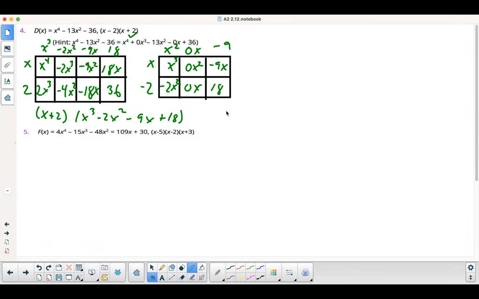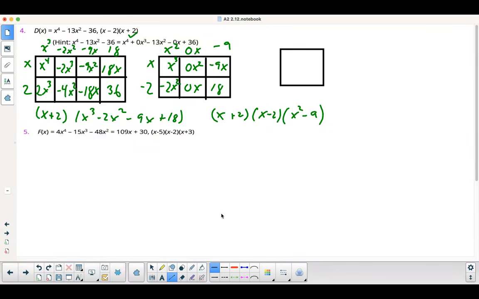So now I have x plus 2 times x minus 2 times x squared minus 9. So I got to get that into a linear. So I make one more box here. And I put my x squared here, negative 9. X squared is obviously x times x. So I got to do a little thinking here.